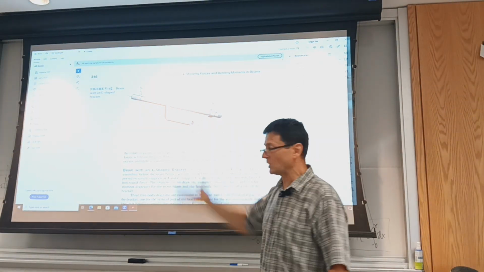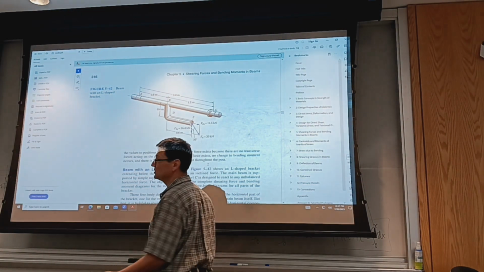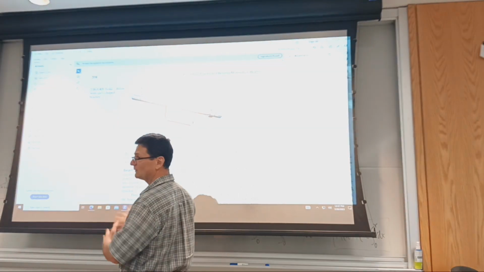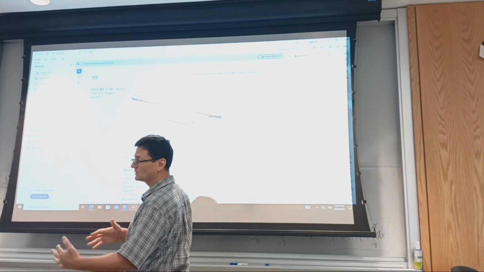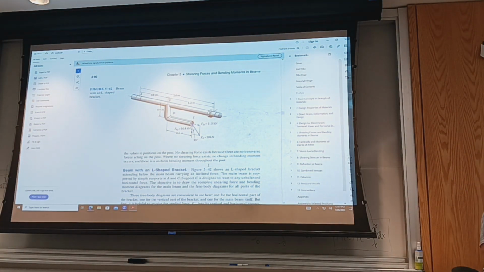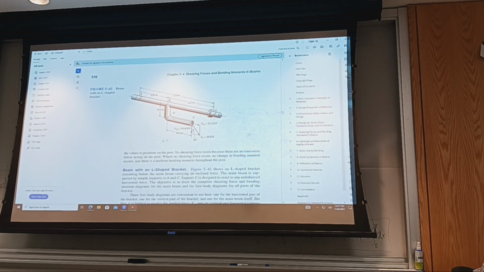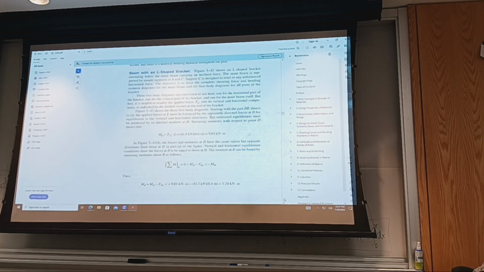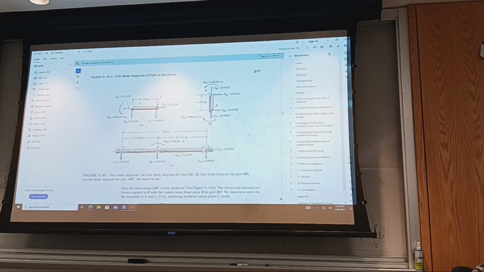So moving a force along its line of action does not change the effect. But if I move it parallel to itself, I need to add the moment that was eliminated or created by changing the line of action of the force parallel to itself. Okay, and this is what they do.